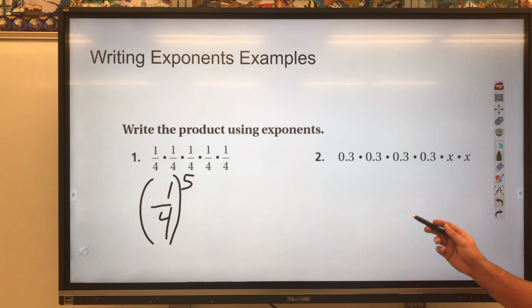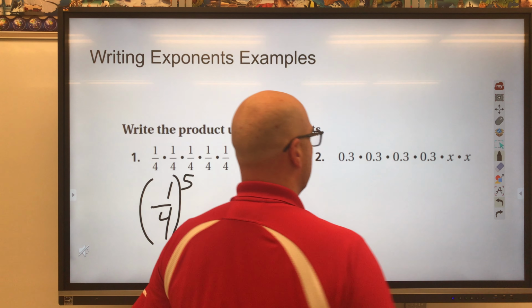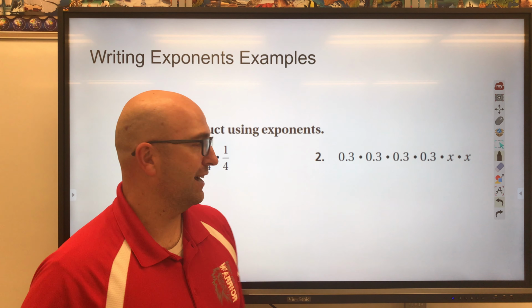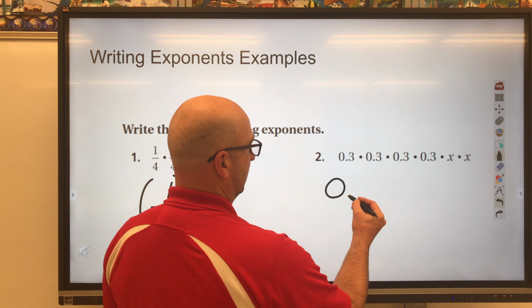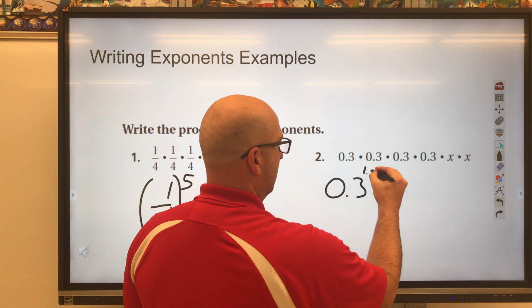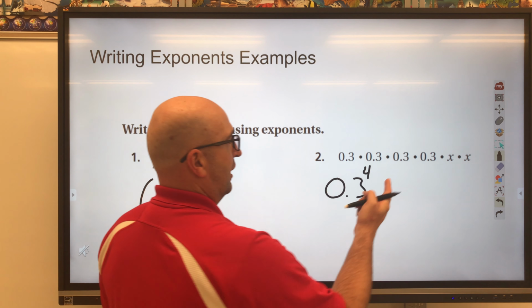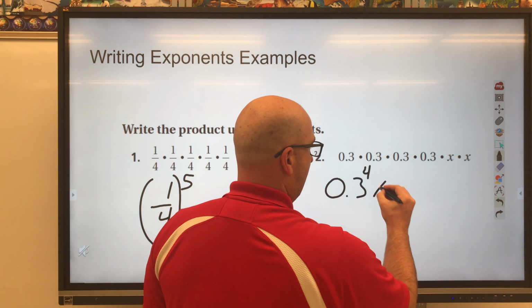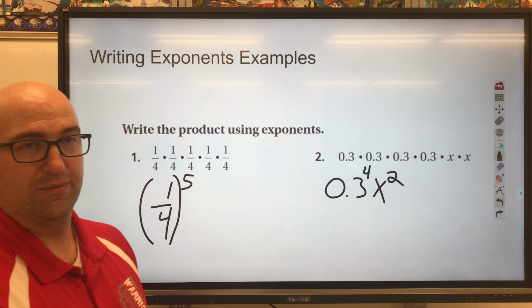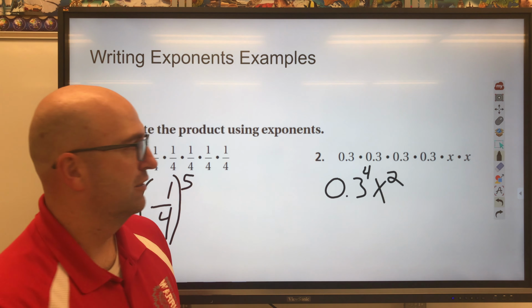Over here, in this problem, we can see we have 2 bases. We have 0.3 and x. So I'm going to go ahead and write my base of 0.3, and I have it 1, 2, 3, 4 times. So 0.3 to the 4th, and then I have the base of x 1, 2 times, to the 2nd. So you're just counting how many times they're being multiplied, and that's going to be your exponent to that base.